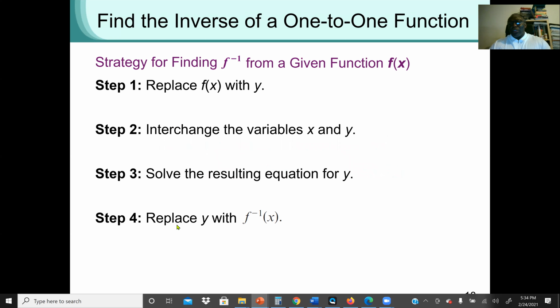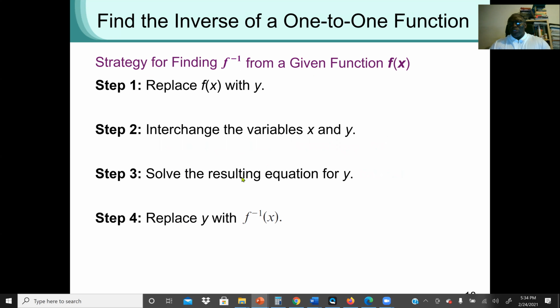So this is the strategy for finding the inverse of a function f, if the function f is given. First, we are going to replace f(x) with y. Then we are going to interchange the variable x with y. Then we solve for y. The answer we get will be the inverse of that function.